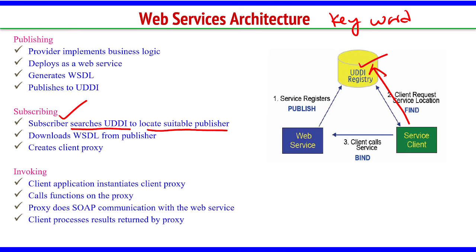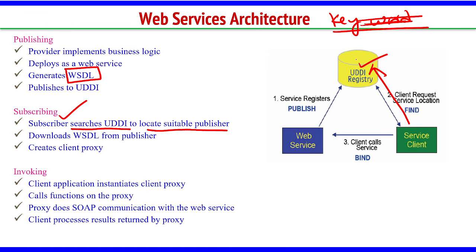What is there in the UDDI registry? There is a WSDL file. Based on keyword matching, it will show a few possible WSDL files. The client can open one WSDL file and try to understand, oh, this service is about giving the climate every day. The client will try to understand what the input and the output for that are.